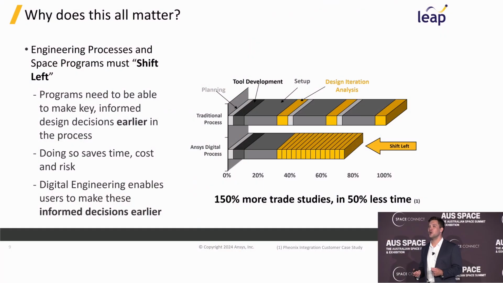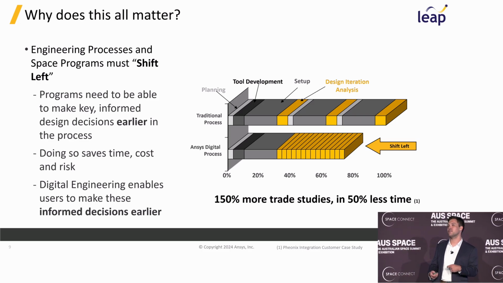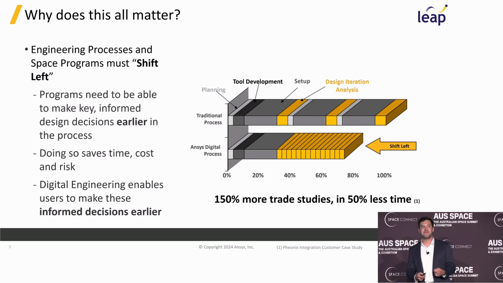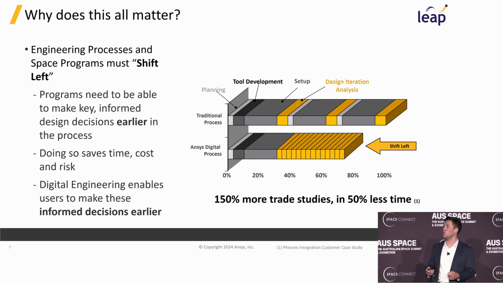Now, the operative word here is informed. You need to have a physics-accurate model that you can depend upon and rely upon to make these decisions. Doing so is saving time, it's saving risk, it's lowering cost, it's allowing for faster program capture. It's benefiting all of the human stakeholders involved in these massive projects. And digital engineering provides the tools to do so.